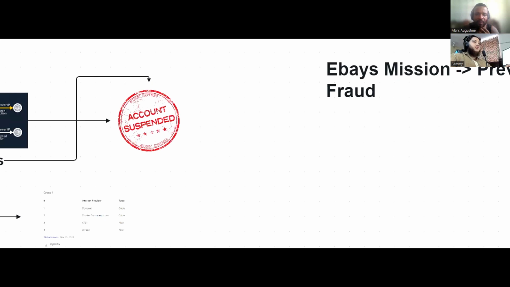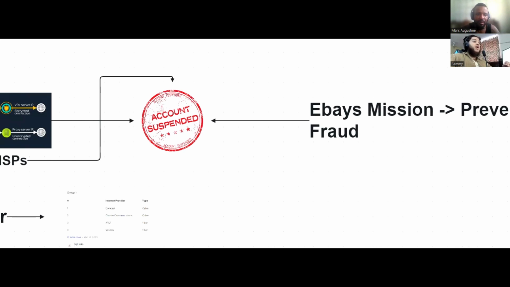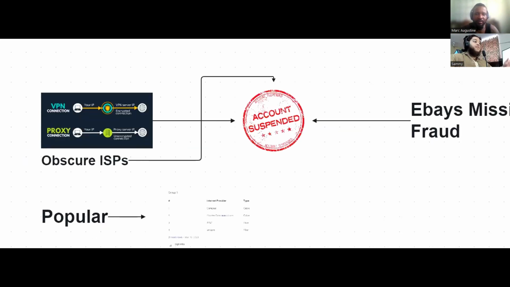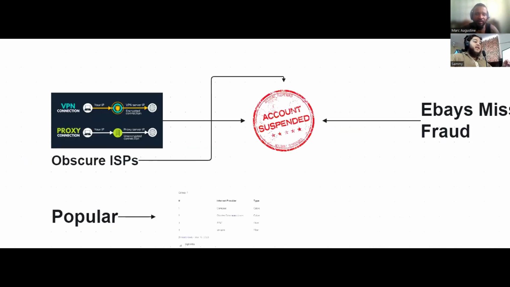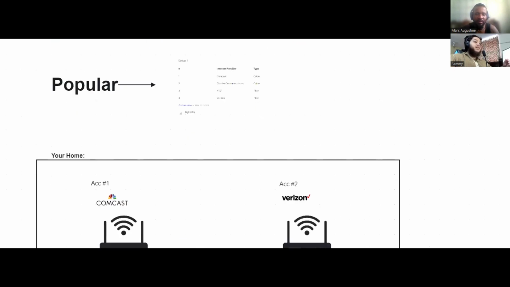You see that? Like, to prevent fraud, eBay's mission is to suspend accounts. And the reason they suspend accounts is because you're using a VPN or proxy or an obscure ISP, because they don't want to take the risk, right? But if they're looking for legitimate sellers on their website, and somebody has a popular internet connection, then they feel much more confident.